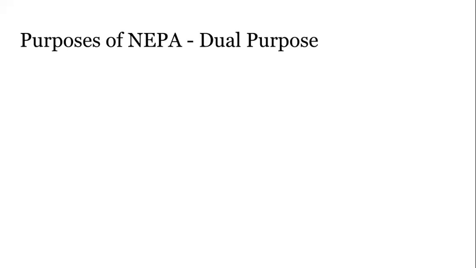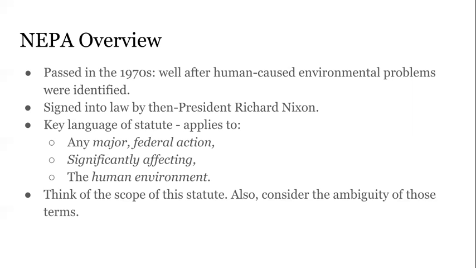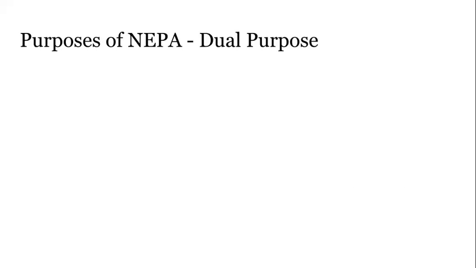We'll come back to these terms, by the way, so just have them in your head: major federal action significantly affecting the environment. And when I say the environment, NEPA has an expansive view of the environment, but we can also think of the human environment. Major federal action significantly affecting the environment, and think of the scope and then the ambiguity in those terms.